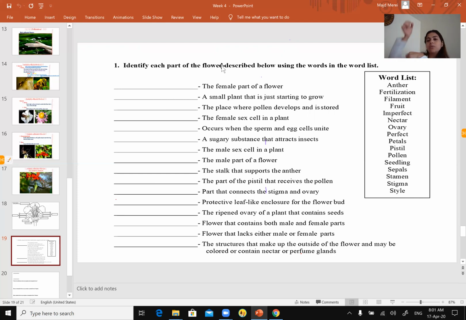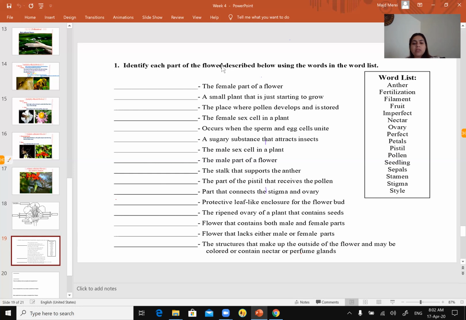Within the pollen. The male part of a flower in general, the whole part, stamen. The stalk that supports the anther, it is the filament. The part of the pistil that receives the pollen, stigma. Protective leaf-like enclosures for the flower bud, the outermost one, sepals. The ripened ovary of a plant that contains seeds, fruit, and you will learn this next week.